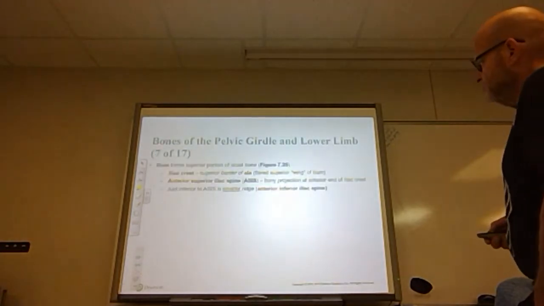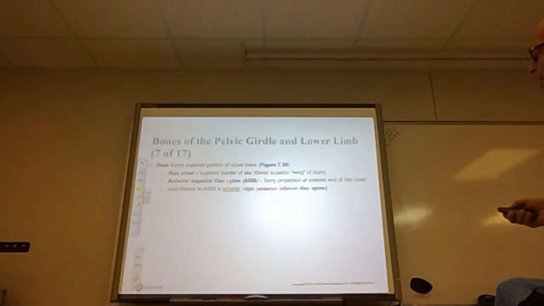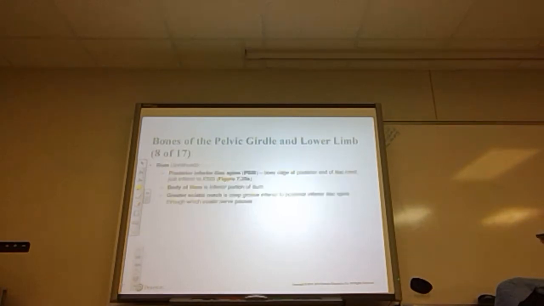The ilium forms the superior portion of the coxal bone, has the iliac crest, the superior border of the ala, which is the flared superior wing of the ilium. The anterior superior iliac spine, or ASIS, is a bony projection at the anterior end of the iliac crest. Just inferior to the ASIS is a smaller ridge, the anterior inferior iliac spine.